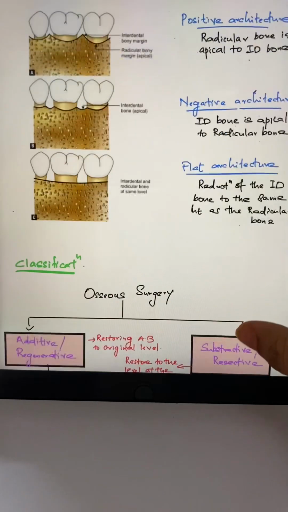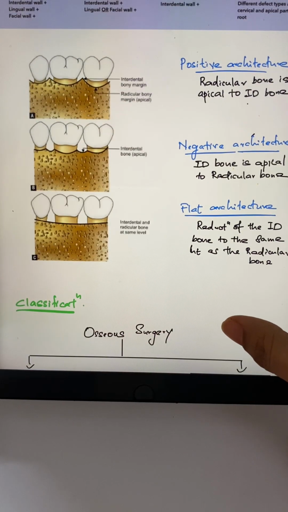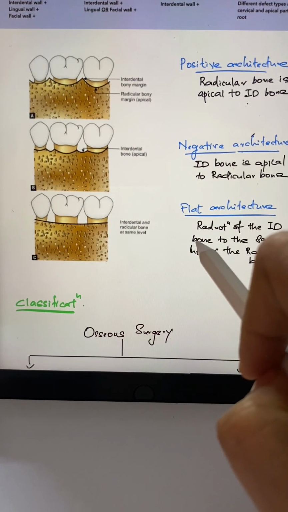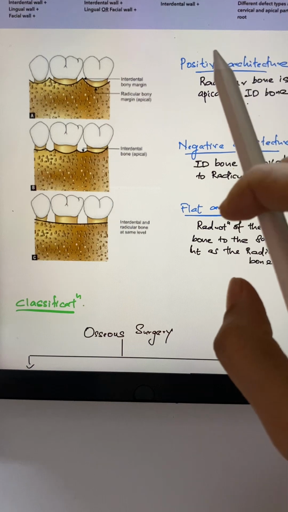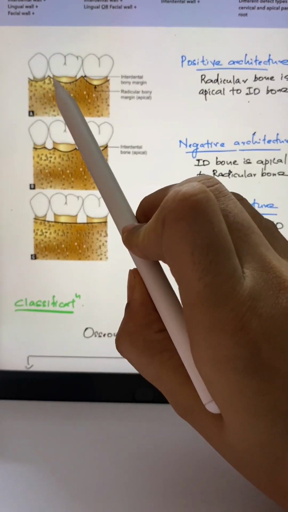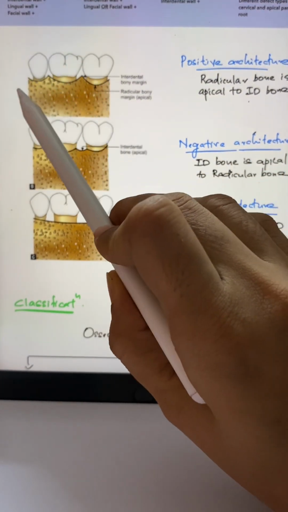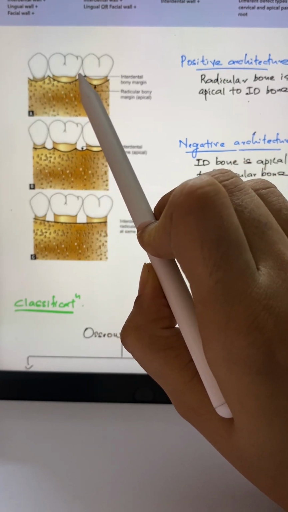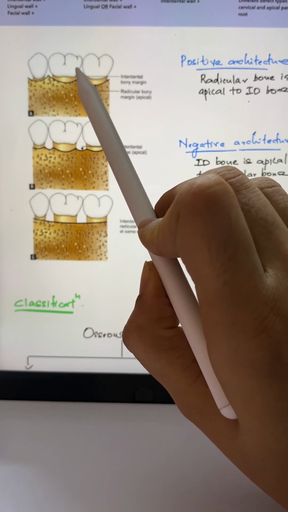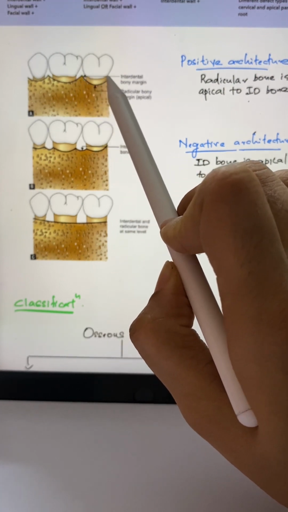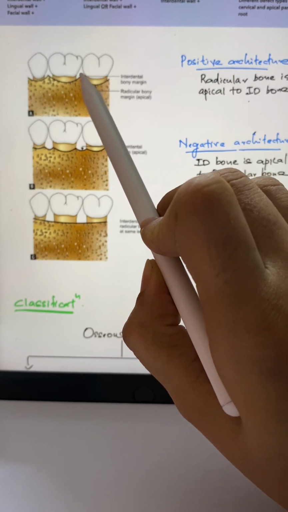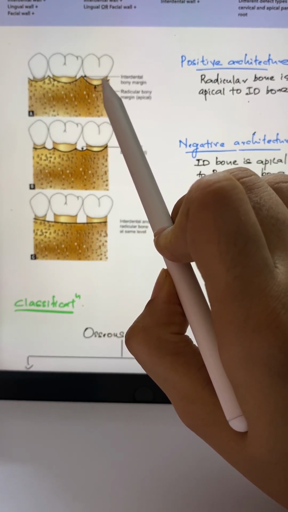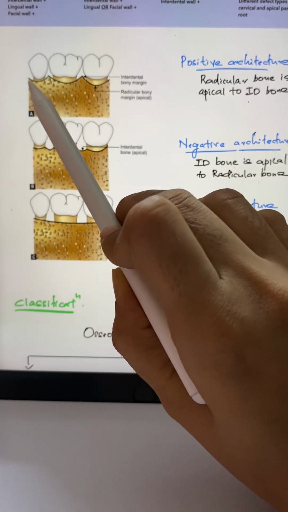And next, the other terms you need to understand are about the architecture: the positive architecture, negative architecture, and flat architecture. Positive architecture means the shape of the bone would be like this. See here, this is the radicular bone and this is the interdental bone. In the case of positive architecture, the radicular bone is apical to the interdental bone. So the pattern goes like this.